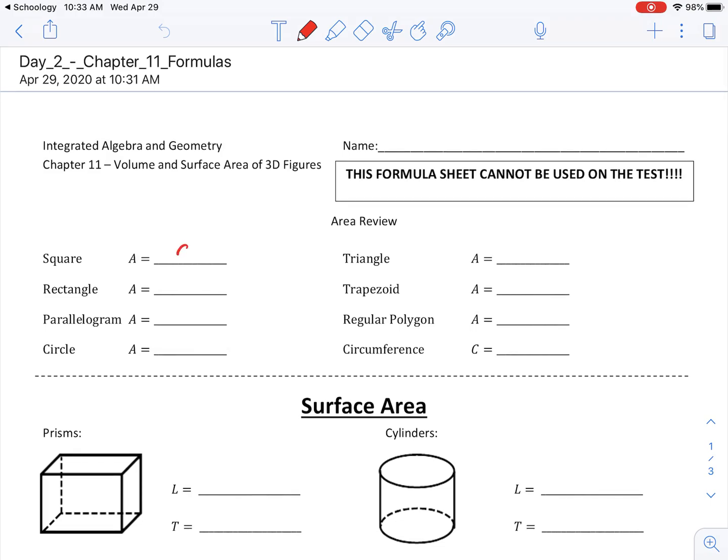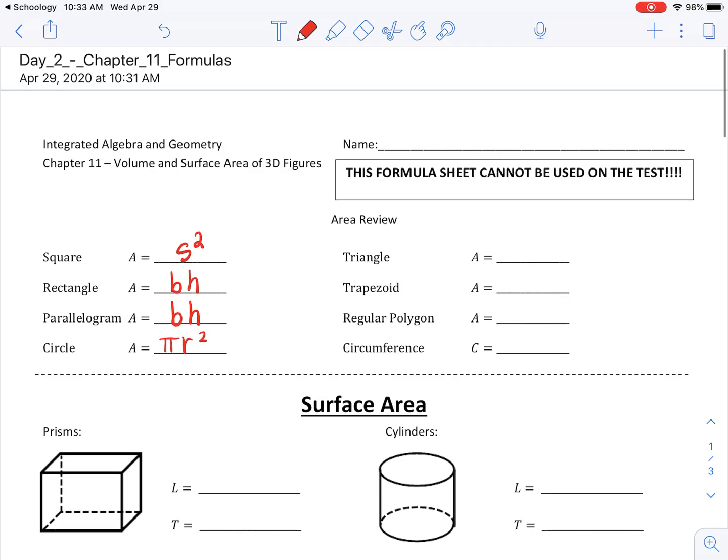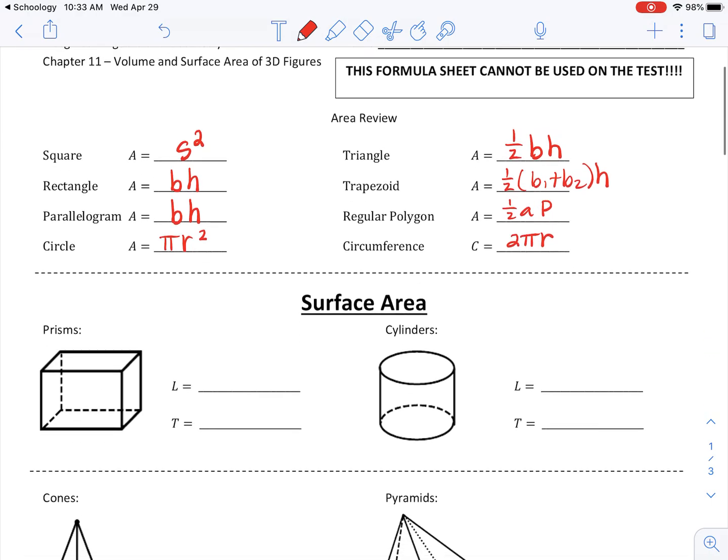So remember, area of a square is side squared. Rectangle, base times height. Parallelogram, base times height. Area of a circle, pi r squared. Area of a triangle, 1/2 base times height. Trapezoid, 1/2 base 1 plus base 2 times height. Regular polygon, 1/2 apothem times perimeter. And then circumference is 2 pi r.